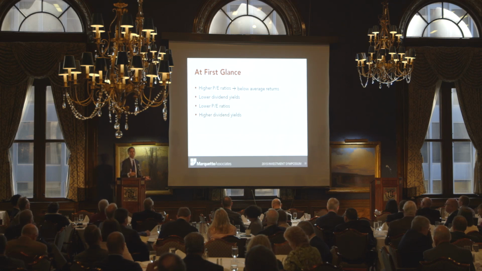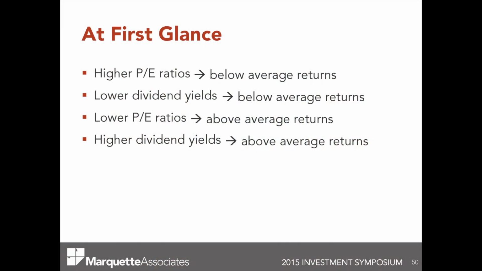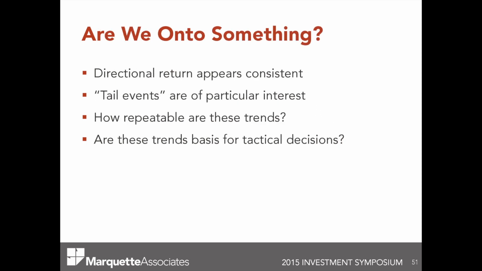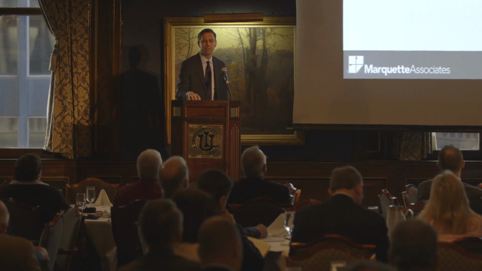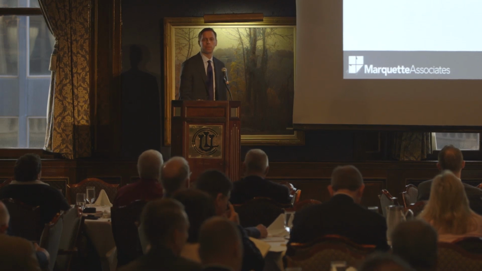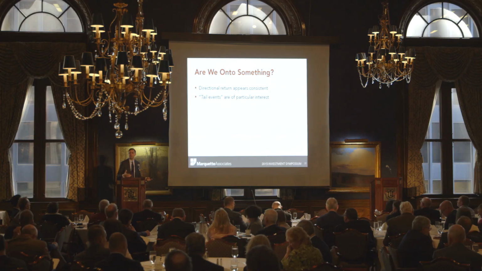Lower dividend yields, again, another indicator that perhaps the market is overpriced. What happens? Below average returns. Well, you guys can draw on the rest of these with your own pens and pencils. Lower PE ratios, when the market's cheap, above average returns. Same story on dividend yield. So we're onto something, right? These directional returns appear consistent, and we're more and more interested in those outlier events. So the 1.5 standard deviation above or below for PE ratio, and then those 1 standard deviations from the average for dividend yield. Those extreme events tend to have a little bit more consistency, we think.